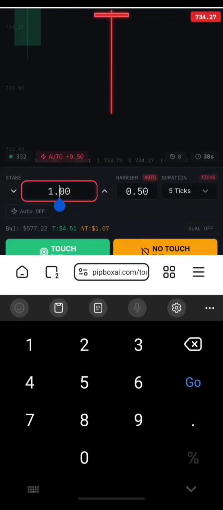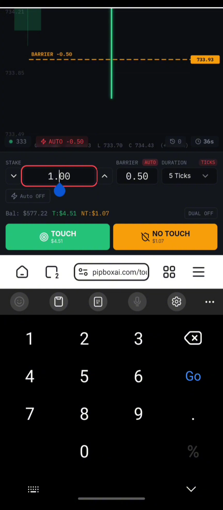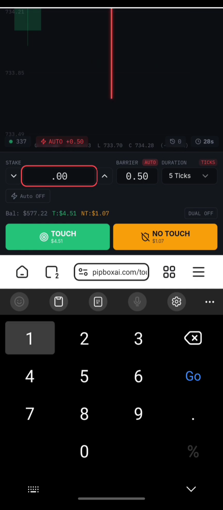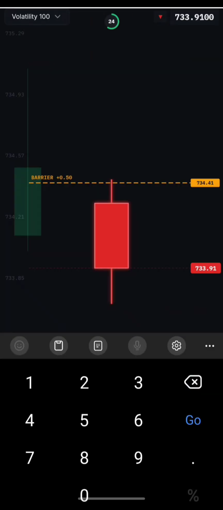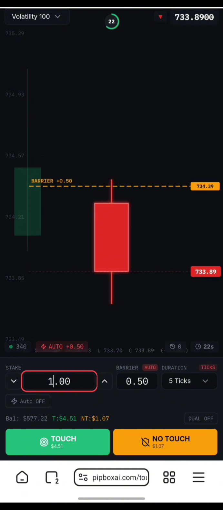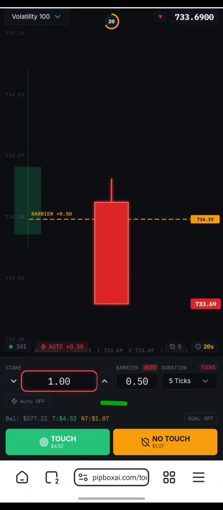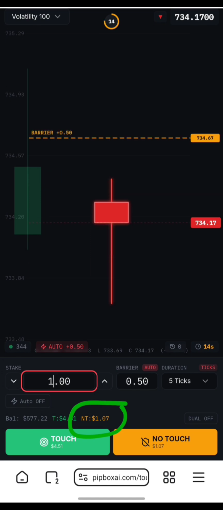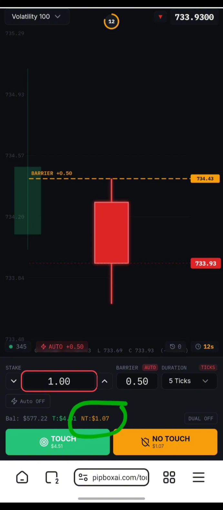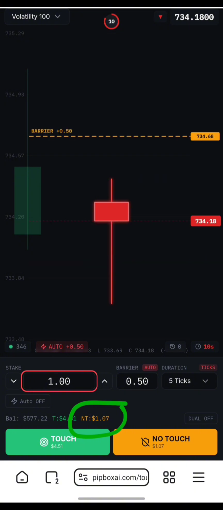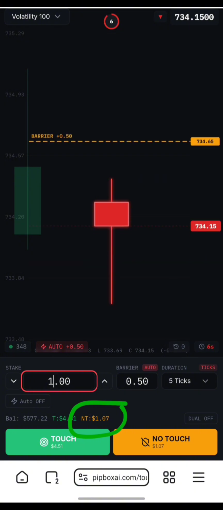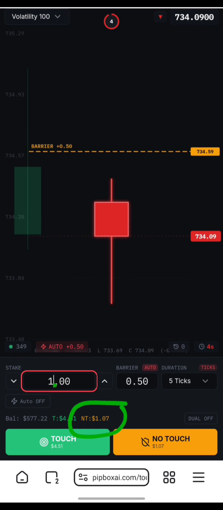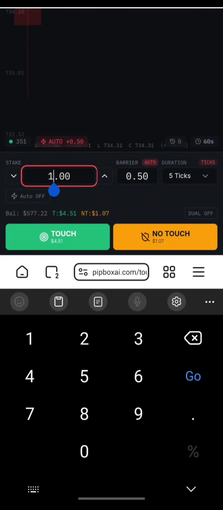One secret that I've realized with this touch and no touch trade, guys, is that you need to stake high. If you stake lower, you're going to make low profits. For instance, right now when I stake around $1 and I enter a no touch trade, I'll be making 0.7 USD only. That means you'll have to make very many runs before you realize a tangible profit. So with touch and no touch, you need to stake at least high.